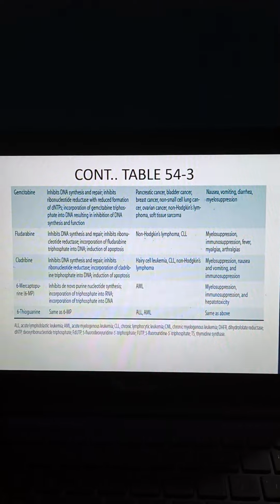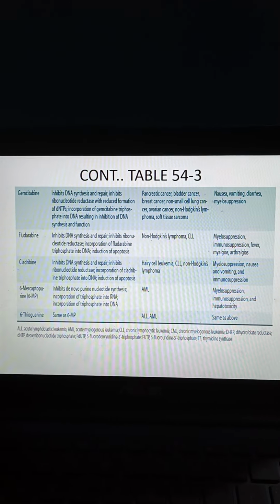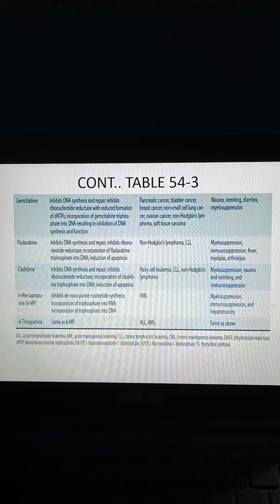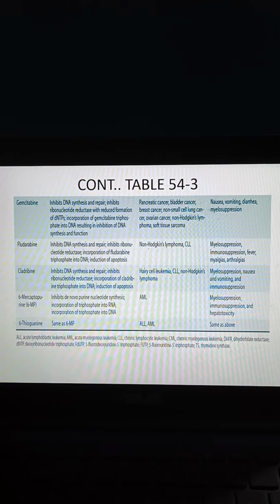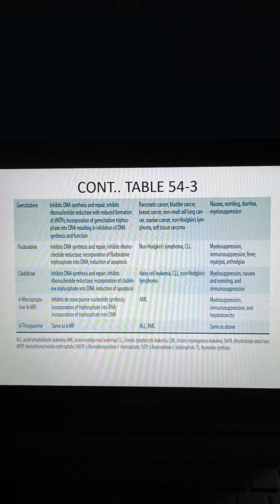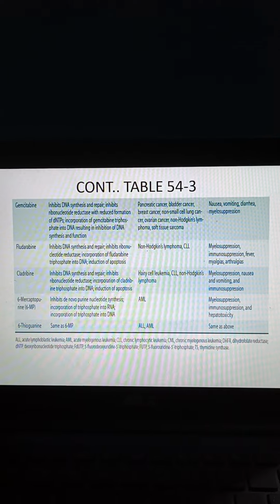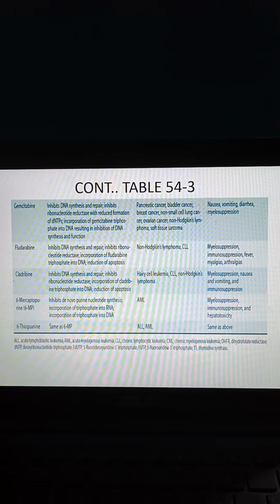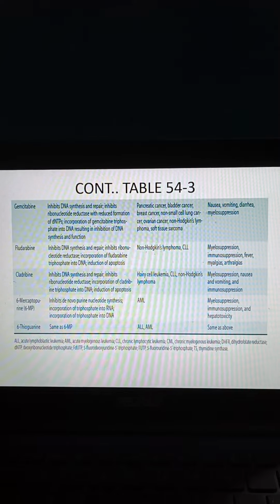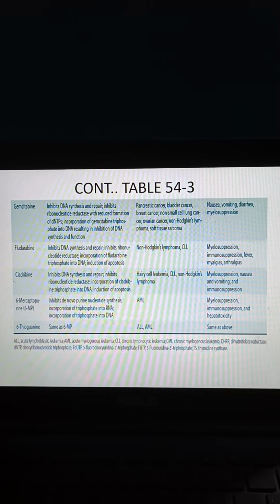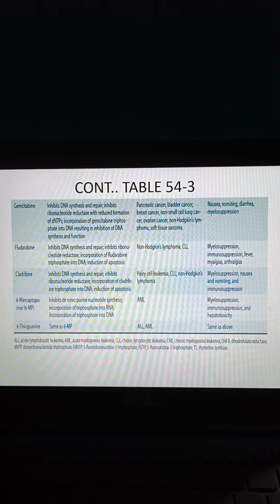Then coming to cladribine. Cladribine inhibits DNA synthesis and repair, inhibits ribonucleotide reductase, incorporation of cladribine triphosphate into DNA, induction of apoptosis. Then cladribine can be used in case of hairy cell leukemia, CLL, chronic lymphocytic leukemia, then non-Hodgkin's lymphoma. Then the toxicities of cladribine are myelosuppression, nausea and vomiting, and immunosuppression.